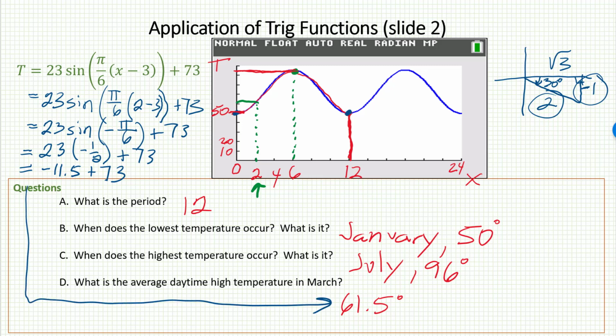I get the same answer. So the equation and the graph are all connected. You're beginning to see the power of the trig functions.